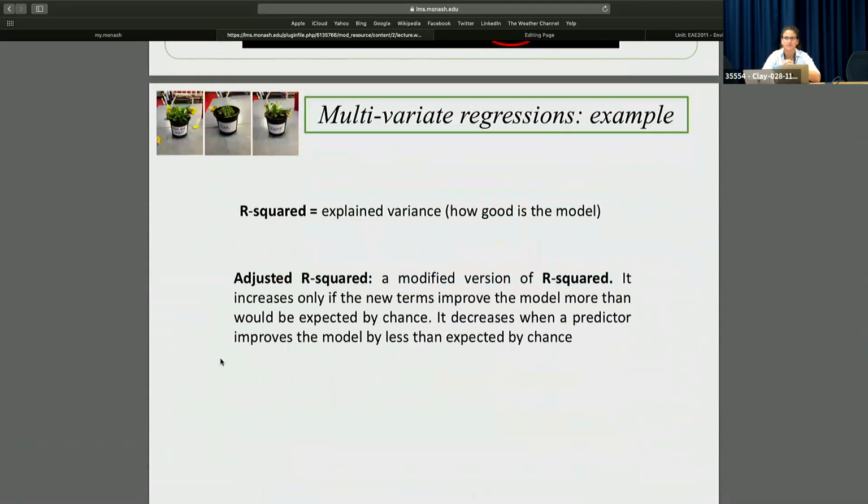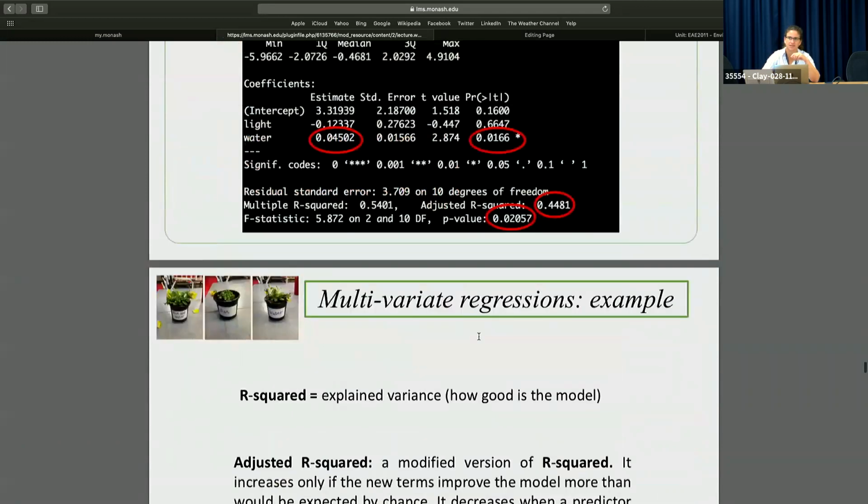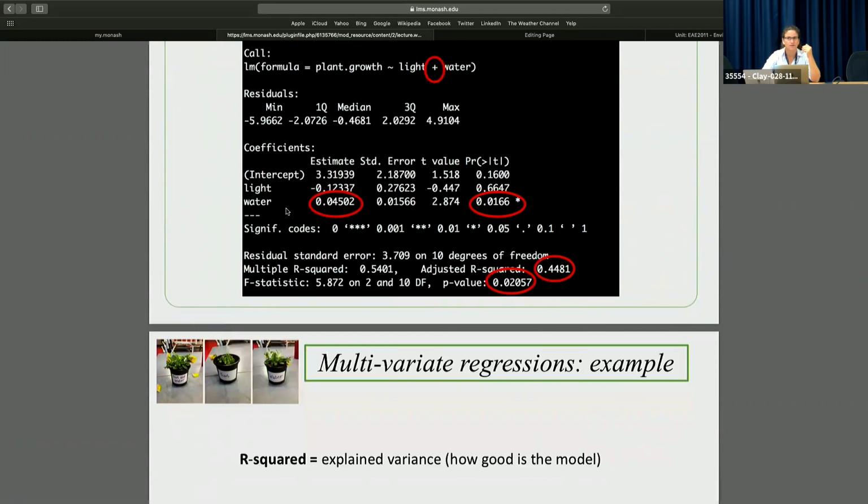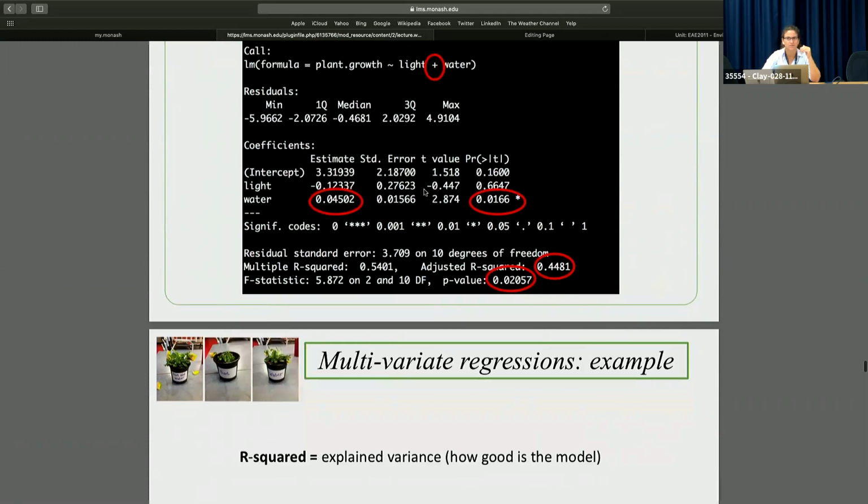Okay, so this is a bit of a summary. R squared explains the variance. How good is the model? And adjusted is what we're interested in, the modified version of R squared. It will increase if new terms improve the model more than would be expected by chance, okay? And it decreases when a predictor improves the model by less than expected by chance. So here multiple R squared is 0.54, the adjusted R squared is 0.44, and this is because when we added light, we actually don't need that. It's reducing our power. You can see it's not a significant slope. We need to take it out.